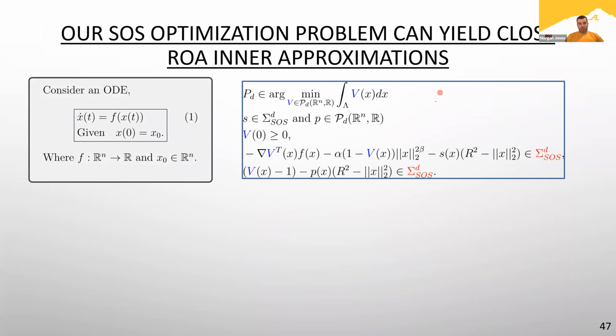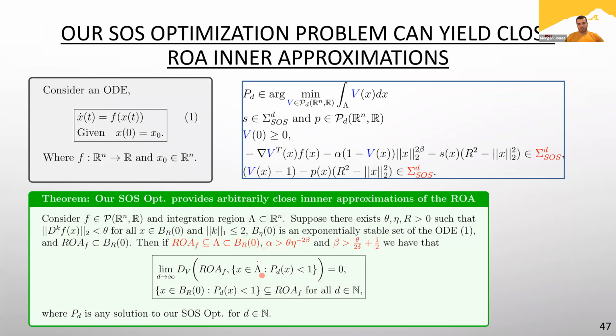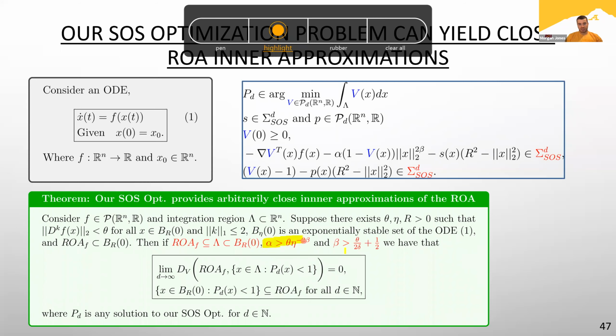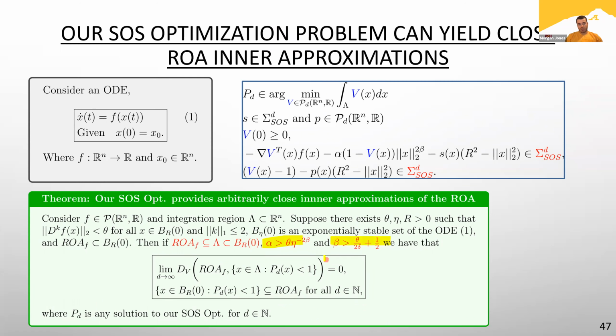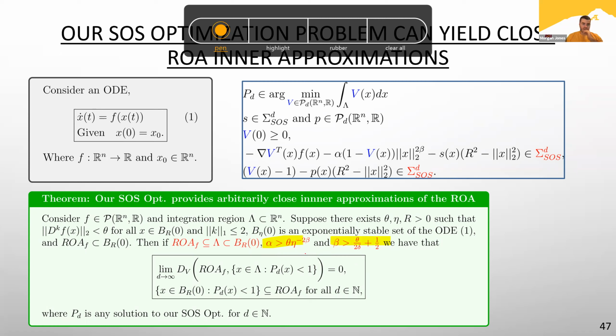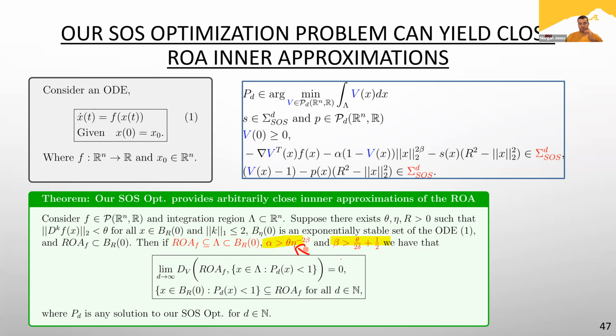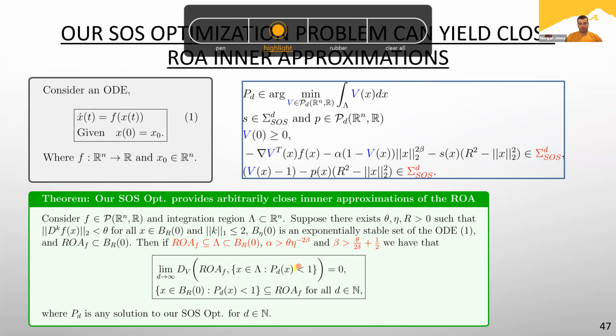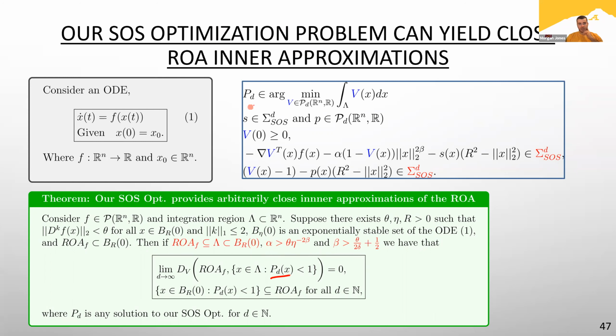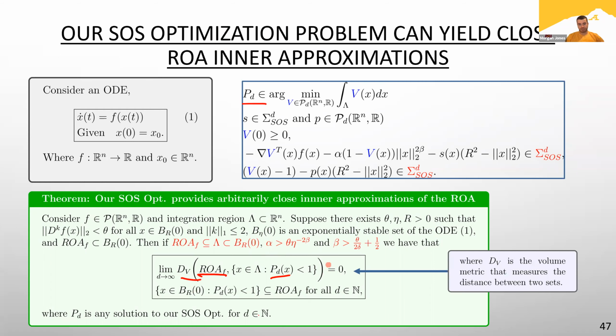So given our SOS problem and our ODE, we were able to show that for sufficiently large alpha and beta, where how large depends on the local exponential stability of the problem, the one sublevel set of the solution to the degree D SOS optimization problem, PD, converges to the region of attraction with respect to some metric called the volume metric. And also the one sublevel set is contained inside of the region of attraction.